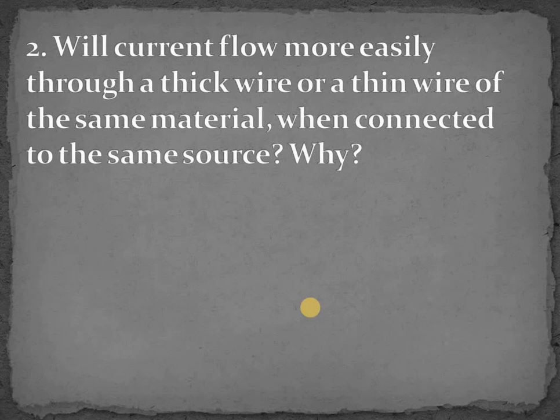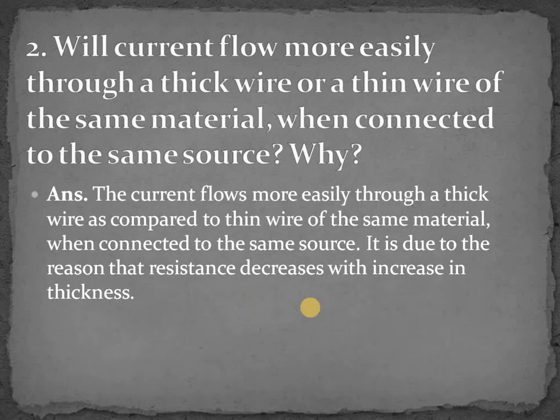So if they have more area, that means their resistance is less. If their resistance is less, then there will be good flow of current. So the right option here is thick wire, because the resistance is less in thick wire as compared to the thin wire. So there will be more current, the current can easily flow here in thick wire.